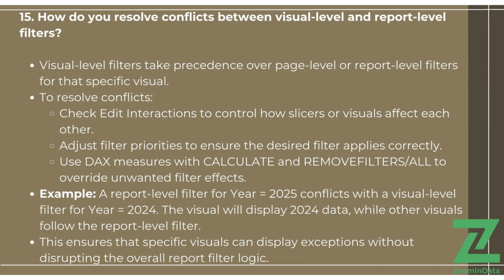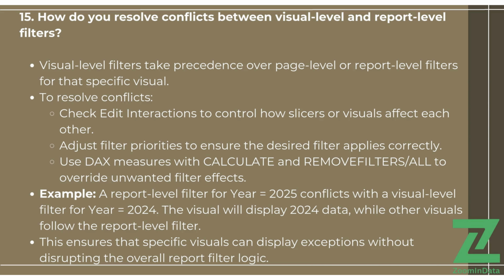15th question: how do you resolve conflicts between visual level and report level filters? Visual level filters take precedence over page level or report level filters for that specific visual. To resolve conflicts, check Edit Interactions to control how slicers or visuals affect each other. Adjust filter priorities to ensure the desired filter applies correctly. Use DAX measures with CALCULATE and REMOVEFILTERS or ALL to override unwanted filter effects.